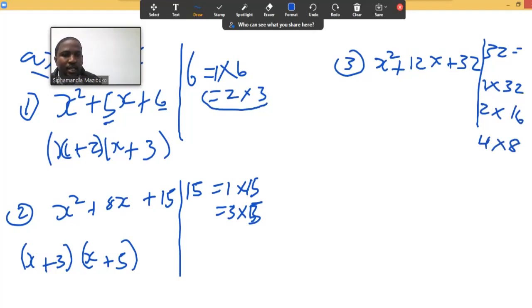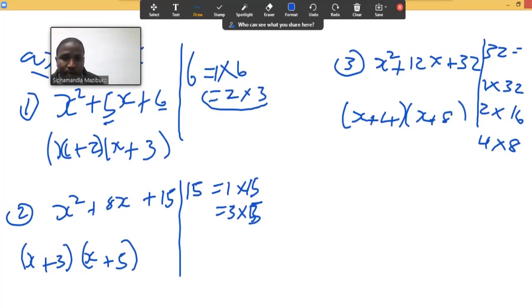So we need the factors that when we multiply them, they give us the last term, and when we add them, they give us the middle term. And you can clearly see from this one, we have x and x, and we will have 4 and 8 as our factors, and then we put a plus, and then we put a plus. So this would be our solution. So we have factorized the equation.